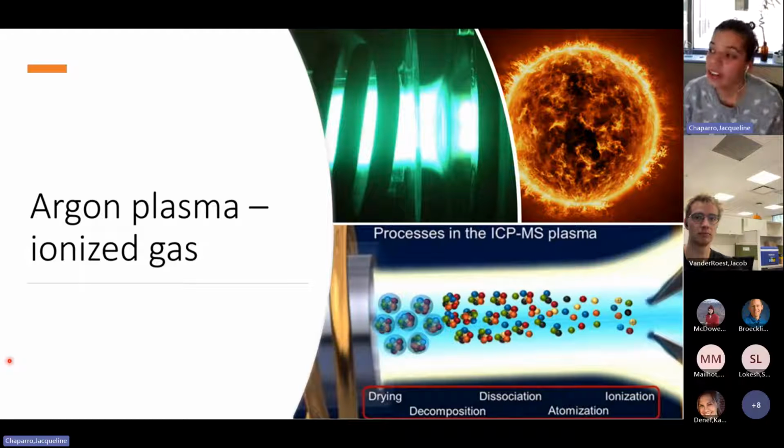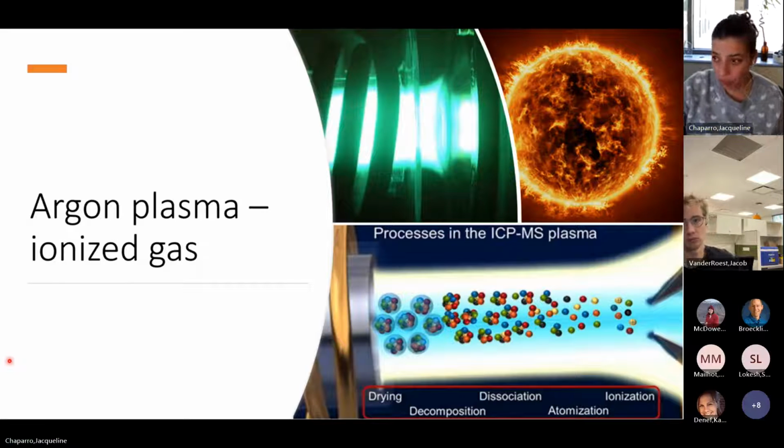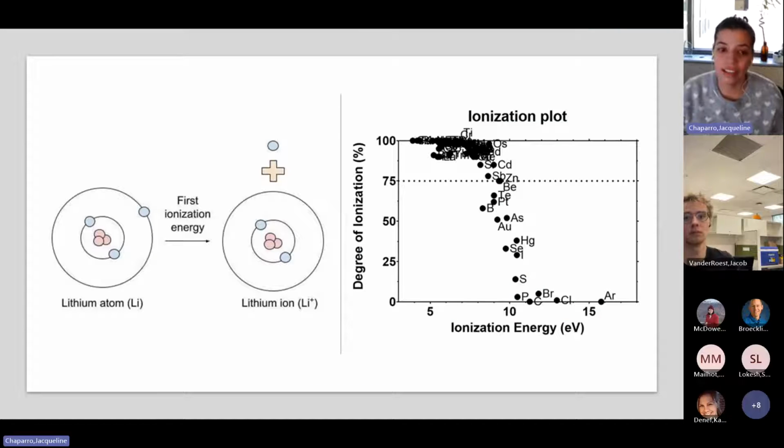And then this degree of ionization for each element in the plasma depends on the element's ionization energy, or its ionization potential. So the degree to which this sample or analyte is being ionized depends on the characteristics of the element. And so that also helps determine what your limits of detection might be for some of these elements; it's one of the determinants for that.